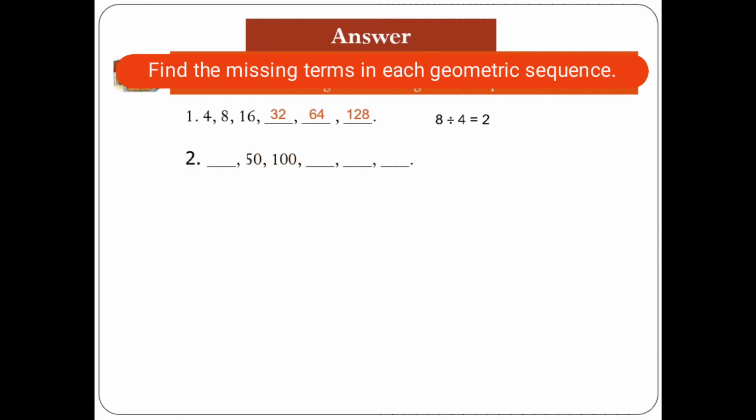Number 2, 100 divided by 50 is 2. 100 times 2 is 200, 200 times 2 is 400, 400 times 2 is 800, and 50 divided by 2 is 25. Number 3, negative 20 divided by 10 is negative 2. So the common ratio is negative 2. Negative 20 times negative 2 is positive 40. 40 times negative 2 is negative 80. Negative 80 times negative 2 is positive 160.